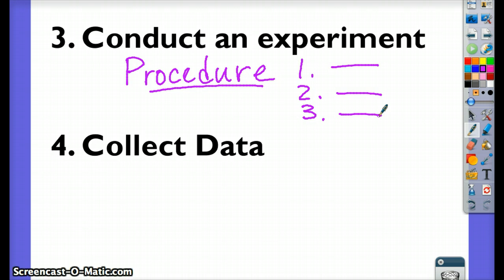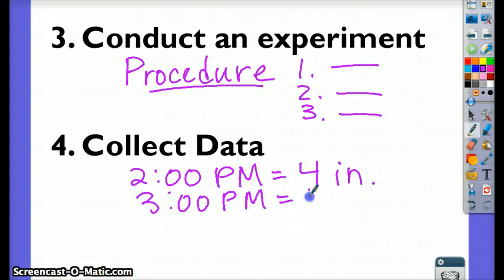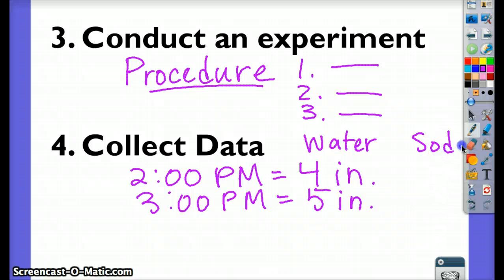Collect data. That is where you are going to observe. If you are going to observe the monkeys growing, you would put that at 2 o'clock that the monkey was, we'll say, 4 inches long. Okay, and then your next data would maybe be at 3 o'clock p.m. and you're saying that the monkey was 5 inches long. Now you'll remember that you would have to label these, that this could be the water monkey, and then you would have a different reading for the soda monkey, and I'm not going to be able to get soda on that side, but that's okay. And maybe the soda monkey was 5 inches at 2 o'clock and 6 inches at 3 o'clock. But this is where you would collect that data.